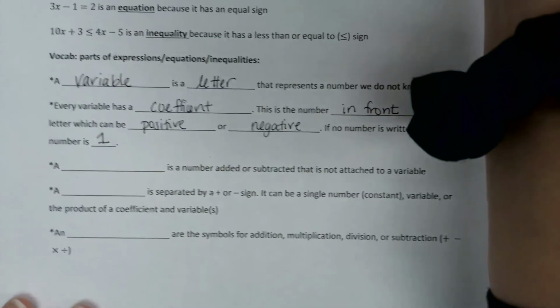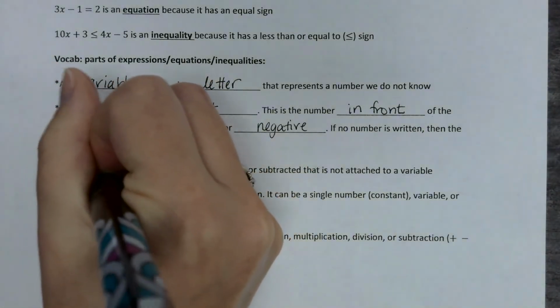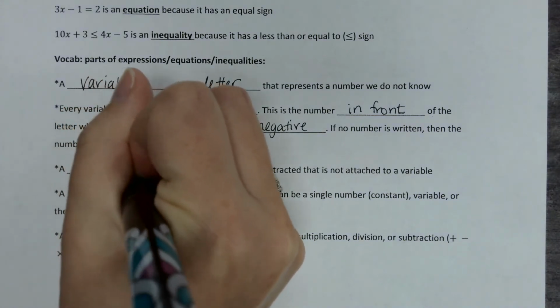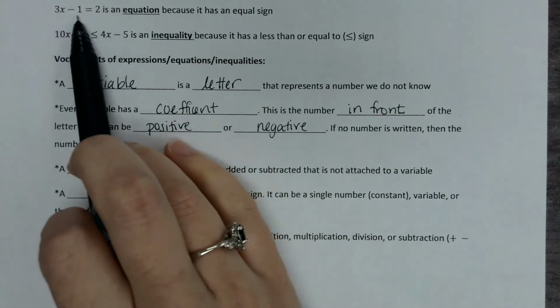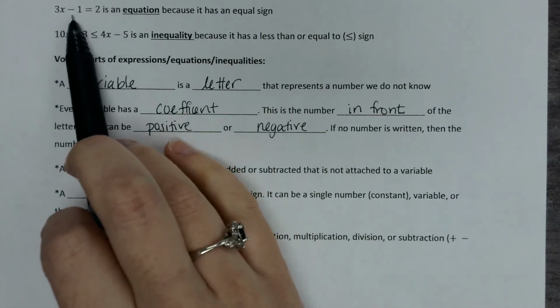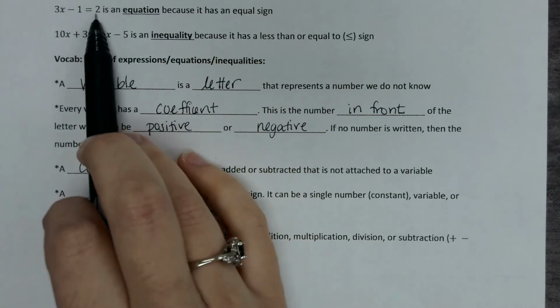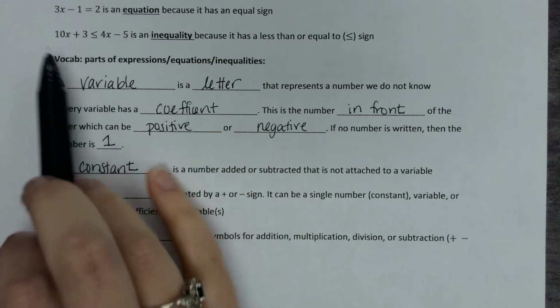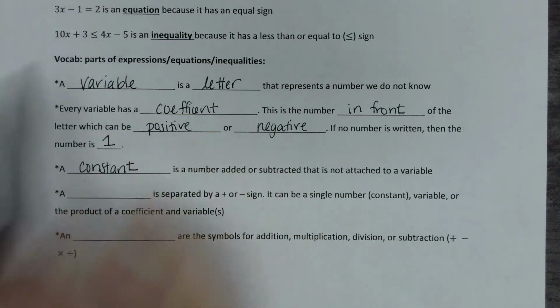Awesome. Okay, looking at some more vocab. First, a constant is a number added or subtracted that doesn't have any variable at all. It's just a number, like this value up here. This -1 is a constant value. This 2 is a constant. Those variables are those letters right here. The coefficients are 10 or 4.